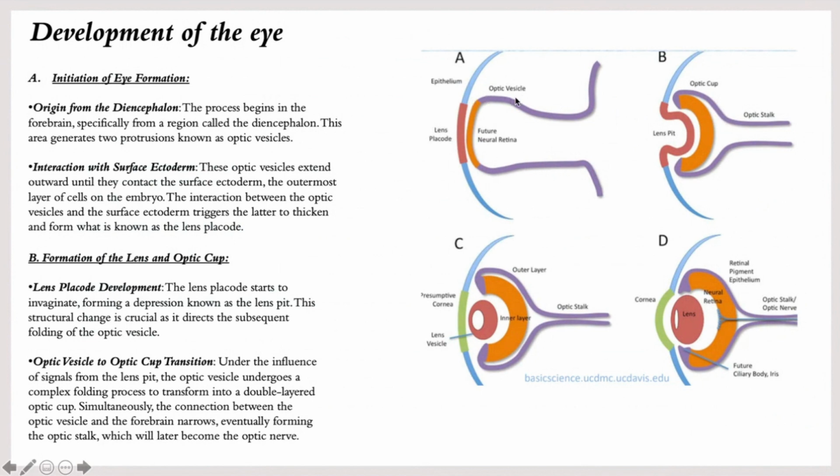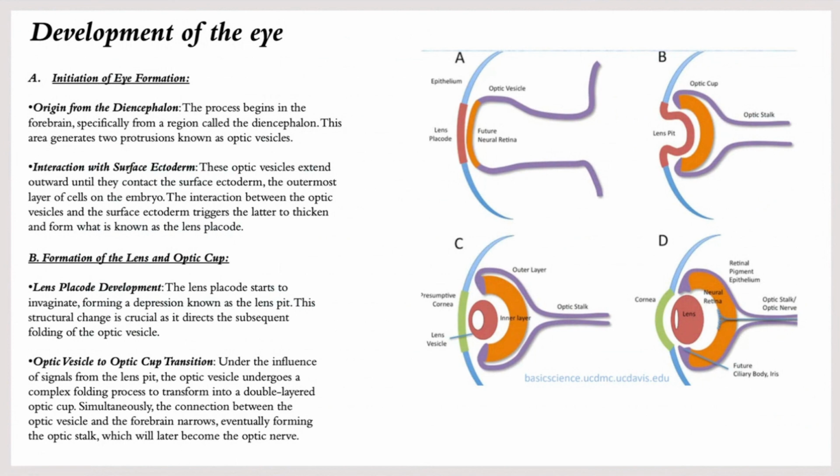Okay, we're making these two protrusions. Then these two optic vesicles are going to extend outwards until they contact the ectoderm, which is here. They're going to contact the surface ectoderm, and the optic vesicles are connecting a little bit with the ectoderm.